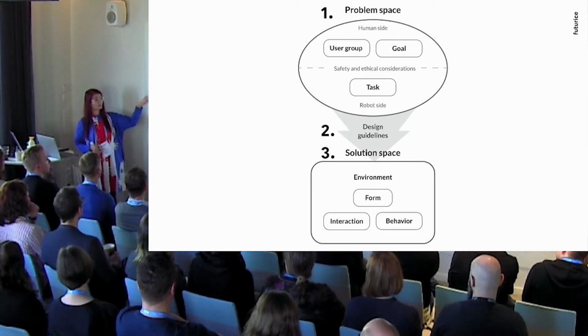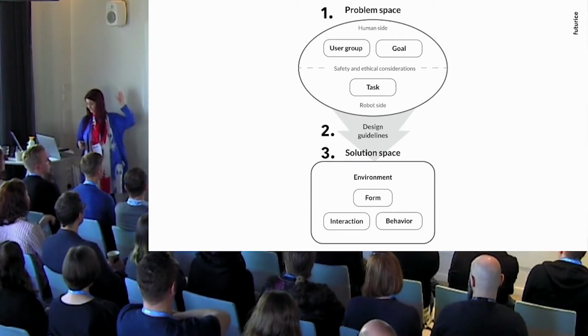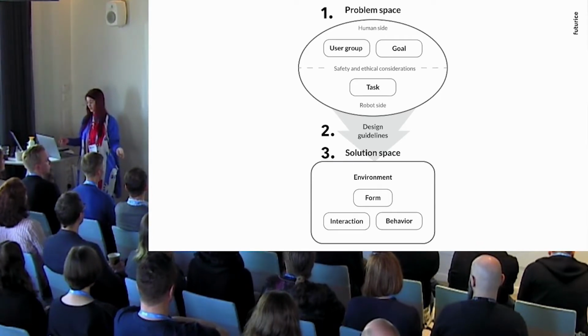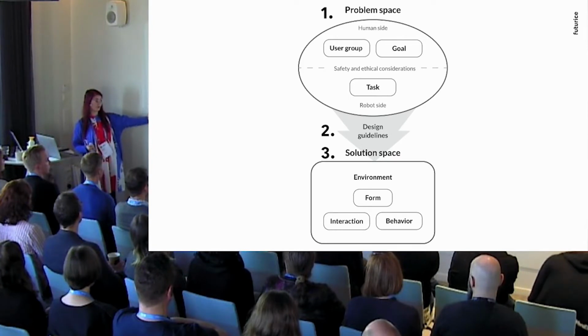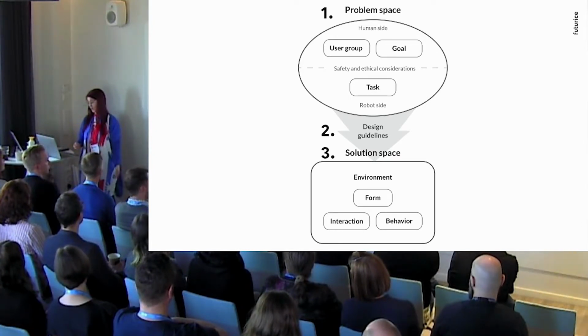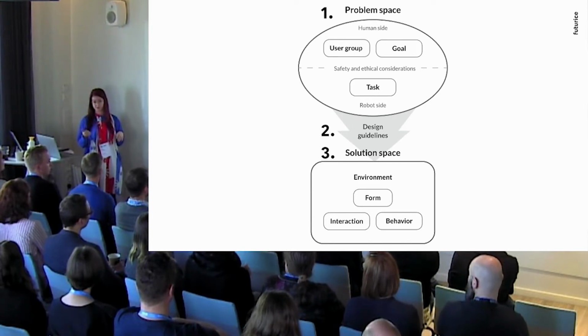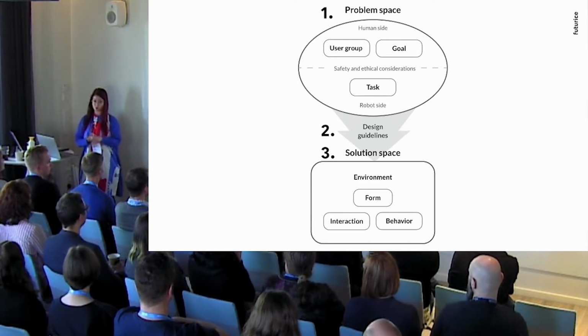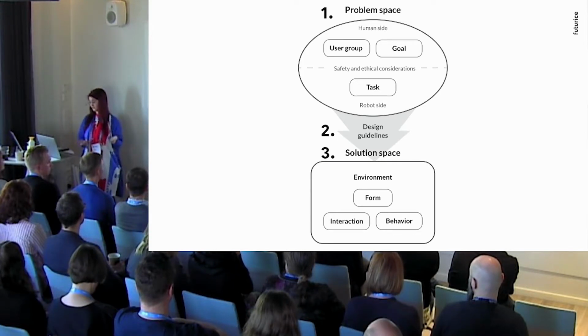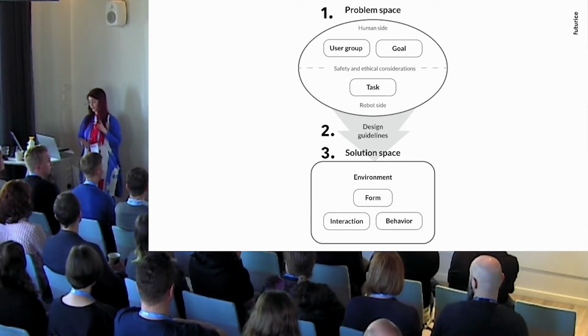Firstly, you define the problem space. Based on what the problem is like, you make some design guidelines, which you then follow when you define the solution. And I think the solution of a robot has 4 components: the environment or the context it's operating in, its form, so how it looks, how it sounds, how it interacts, and then how it behaves.